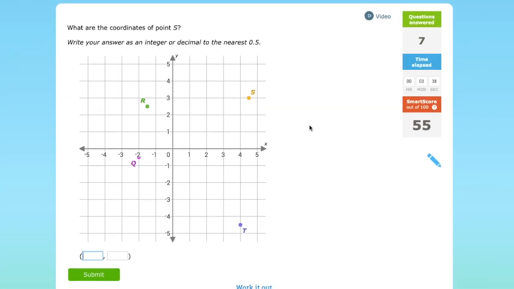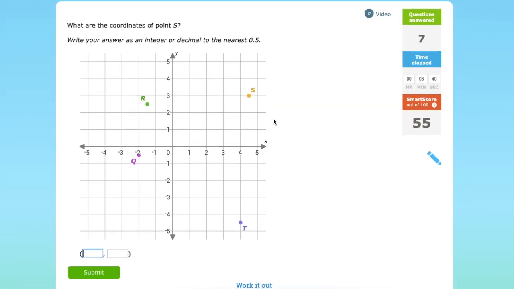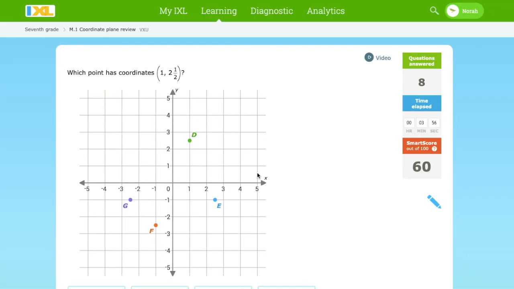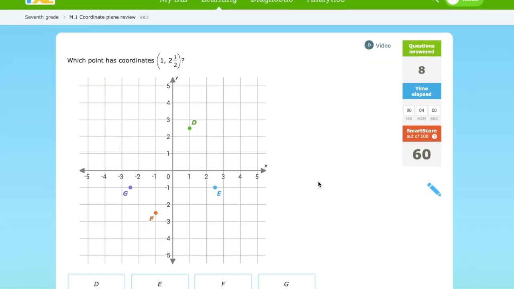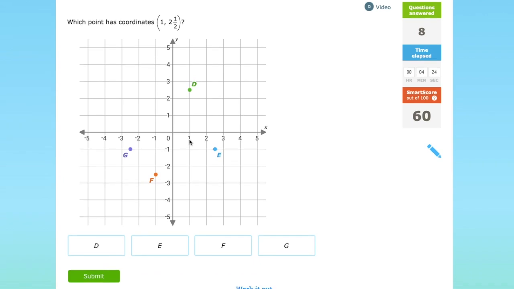What are the coordinates of point S? Let's see. The x-axis is 4.5, so we'll write 4.5. And on the y-axis is 3, right? 3. Which point has coordinates 1, 2.5? Let's see. The D point has 1 on the x-axis and 2.5 on the y-axis. So it's D.